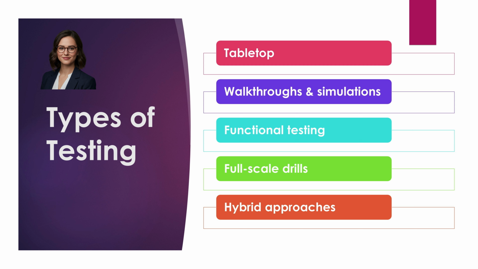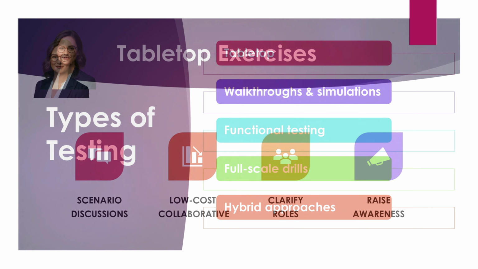There are various types of BCP testing exercises you can conduct, each with its own objectives and level of complexity. These include discussion-based tabletop exercises, process-focused walkthroughs and simulations, technical functional testing, comprehensive full-scale drills, and often a combination of these in hybrid testing approaches.